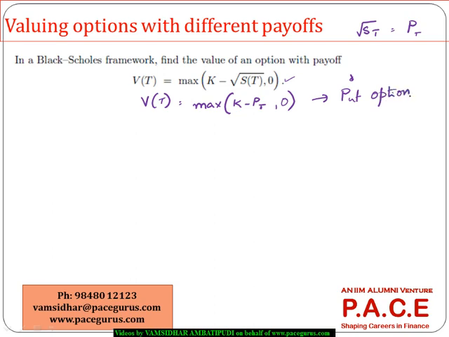As per the Black-Scholes framework, I know that the price of the put option is directly coming out, because this is behaving more and more like a put option for me. So from this framework, I can get that the value of the put option is K e^(-rT) N(-d2) minus S0 e^(-qT) N(-d1).